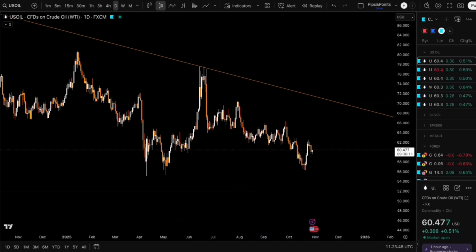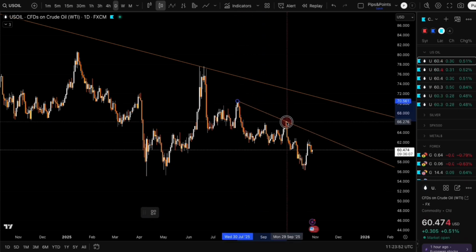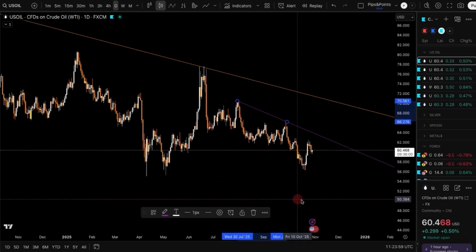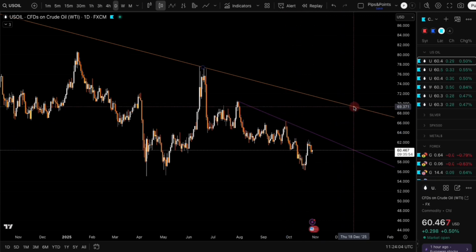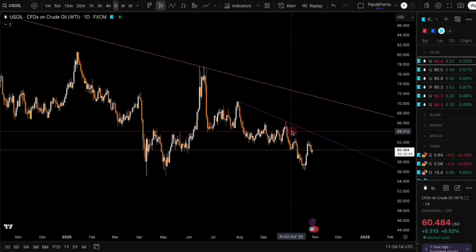So what we're going to do is add another trend line in this area, and we're just going to make this one purple. So we've got two trend lines. We've got one that we could work off now, and then we have the super strong one, which may or may not come in handy at some point.